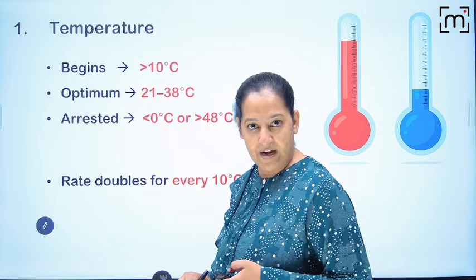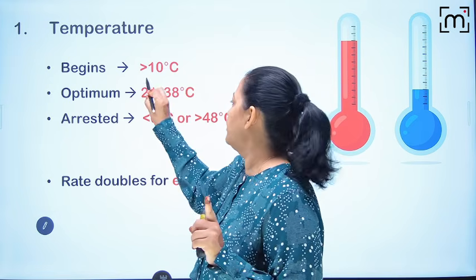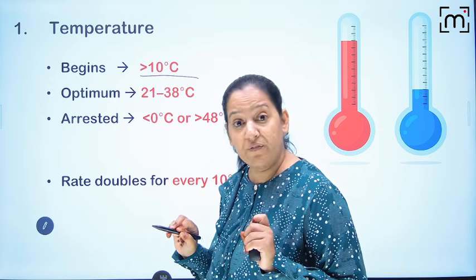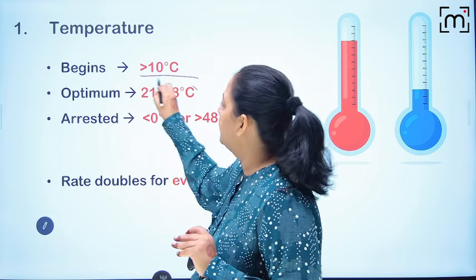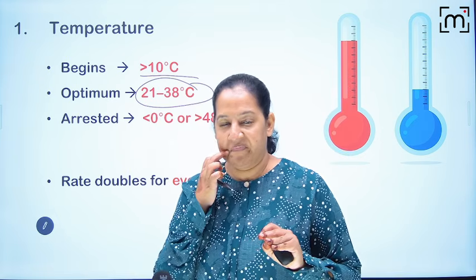First is temperature. Does temperature affect putrefaction? Yes. Below 10 degrees, it doesn't occur. I mean, it begins when the temperature of the dead body is more than 10 degrees. It is optimum at 21 to 38. What is the human body temperature? It is 37 degrees Celsius.